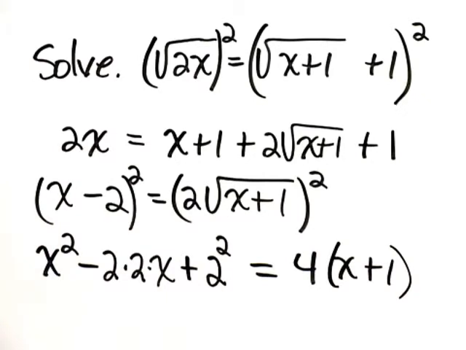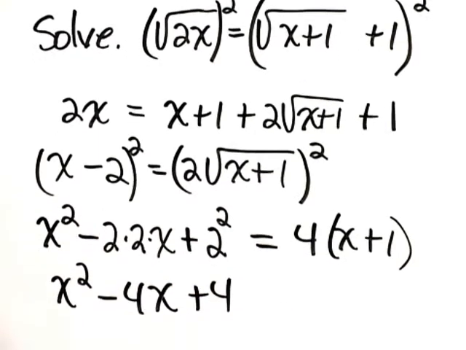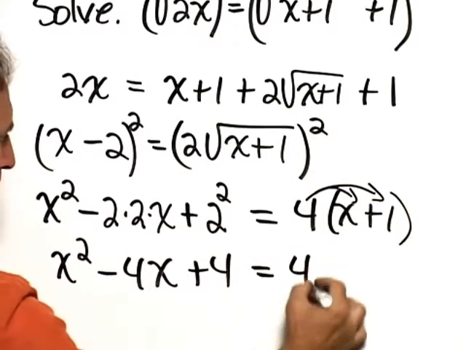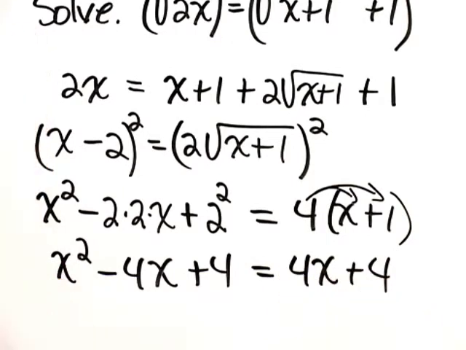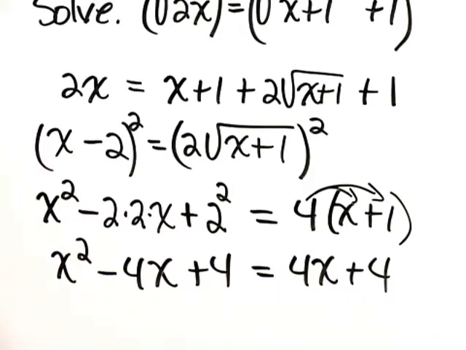Simplifying on each side, x squared remains as is. 2 times 2 is minus 4 times x. 2 squared is 4, so plus 4. On the right-hand side, we distribute the 4, giving us the result 4x plus 4. Since it's a quadratic equation, the x squared, we need to combine everything on one side, so let's subtract 4x and subtract 4 from both sides.